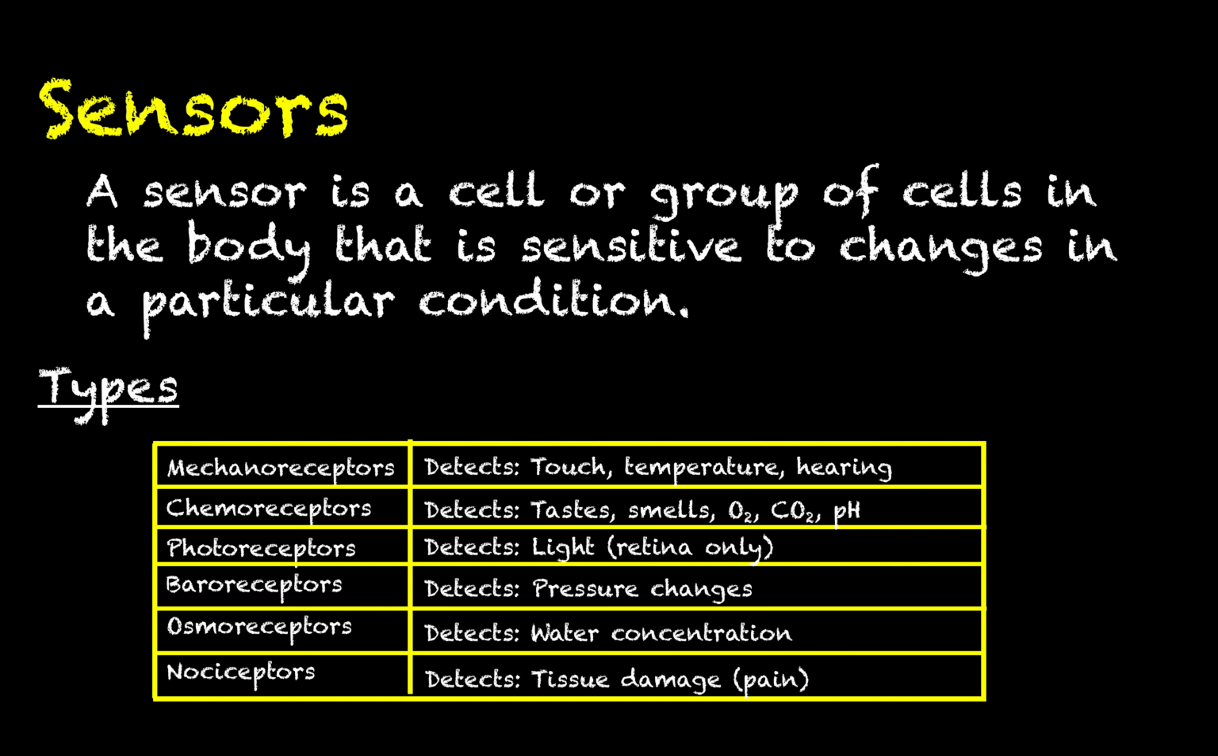Photoreceptors help us to see. Baroreceptors help us to maintain things like blood pressure. Osmoreceptors are responsible for detecting when water levels are out of kilter and are responsible for things like when you feel thirsty. And nociceptors are responsible for your sensation of pain, which, undesirable as it may be, is extremely important.